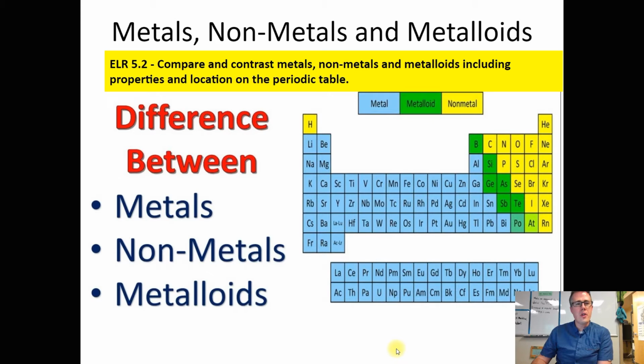Hello 8th graders, this video is all about 5.2 in our list of ELRs. This is about metals, nonmetals, and metalloids. If you've been wondering why there are these colors on your periodic table, this lesson is going to explain that. Basically, chemists separate our periodic table into 3 different families or groups, and it's all based on how they behave and where they are found on the periodic table.